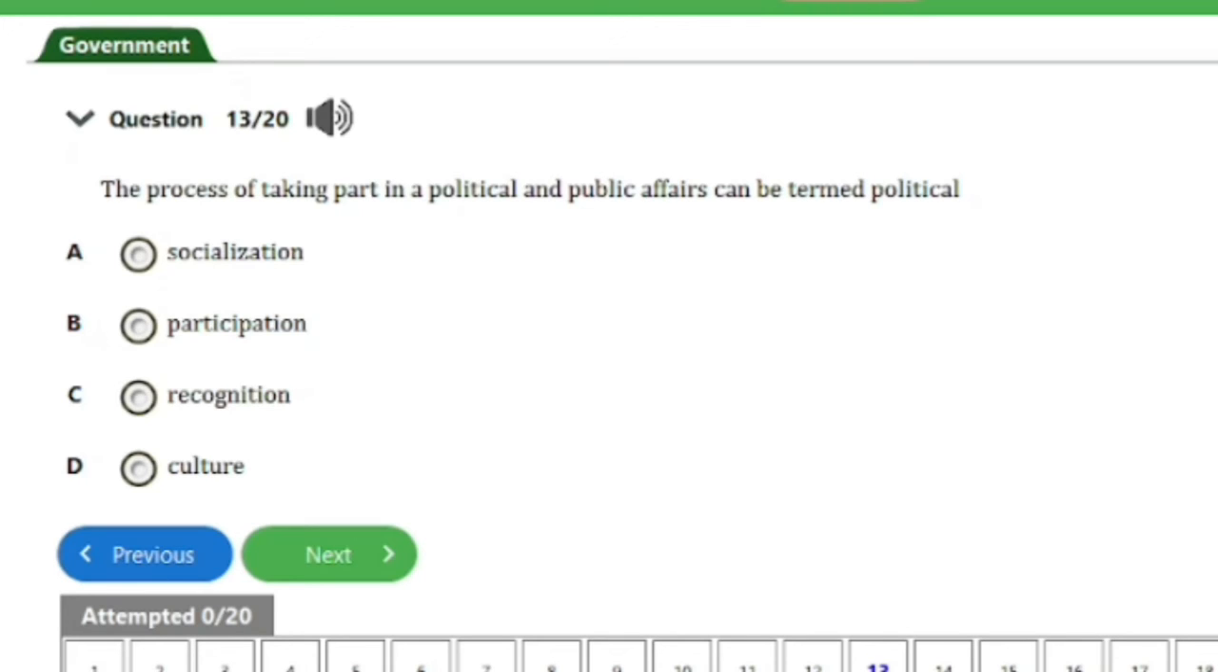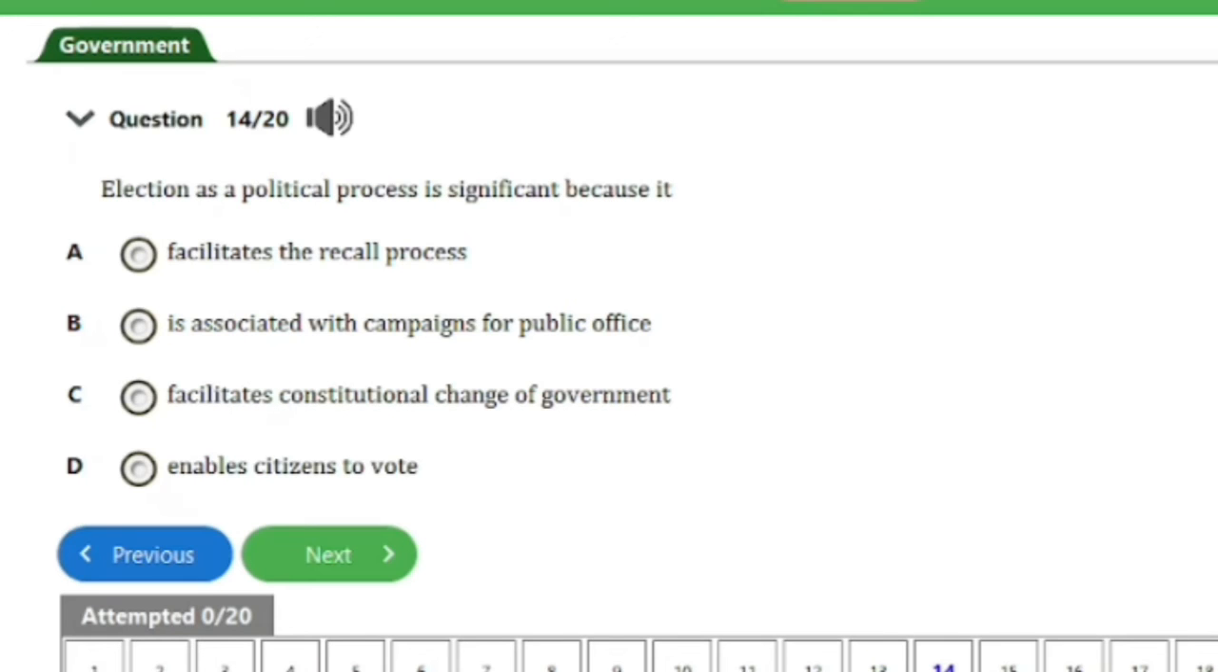That's it for this question. So let's head on to the next question, guys. So the next question we have here is question number 14. It says, election as a political process is significant because it A, facilitates the recall process. B, is associated with campaigns for public office. C, facilitates constitutional change of government. D, enables citizens to vote.